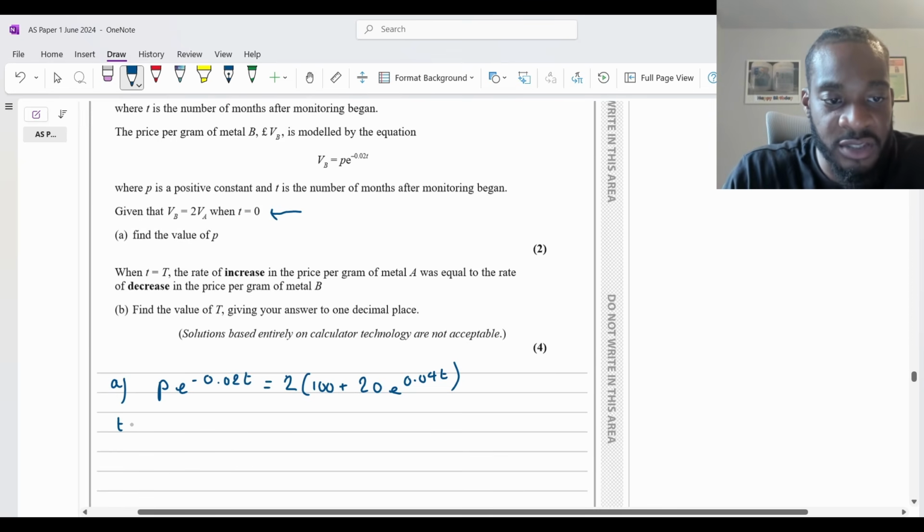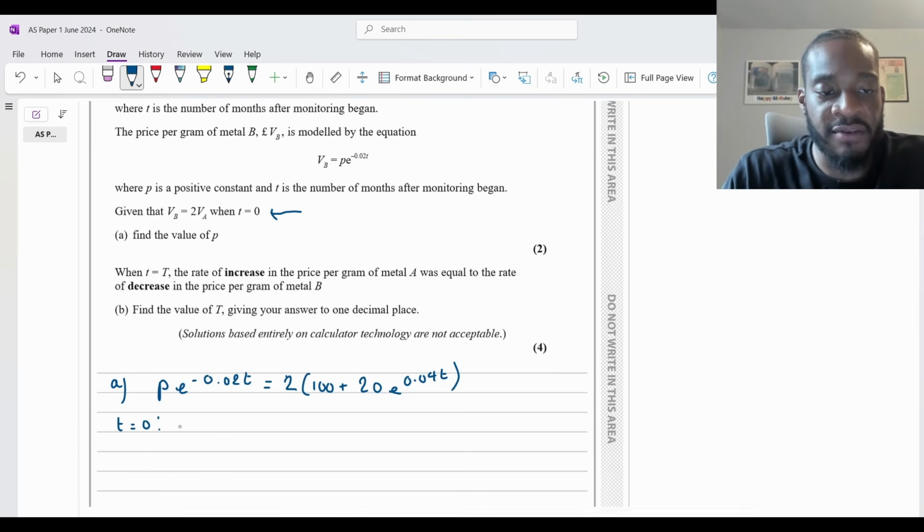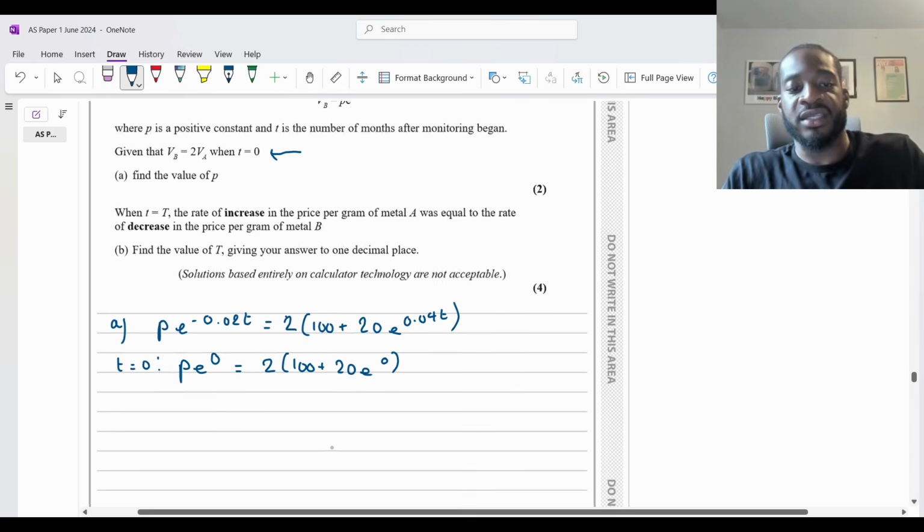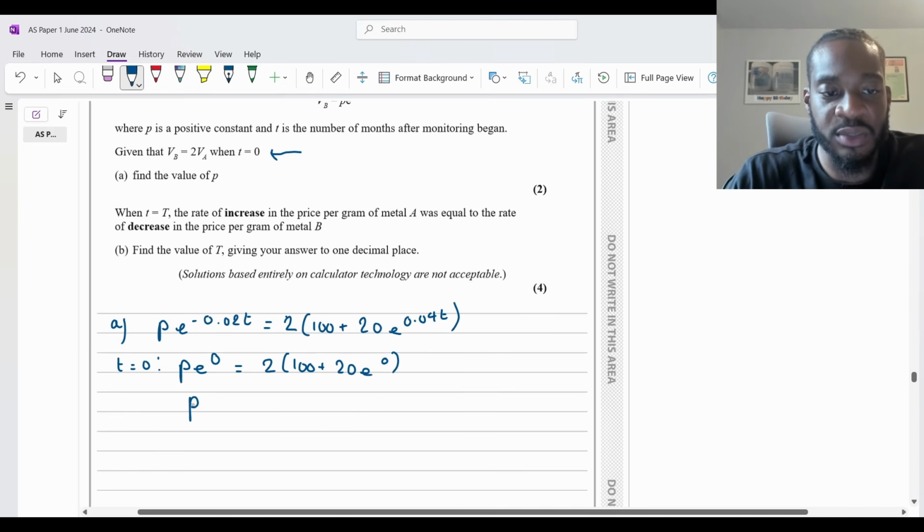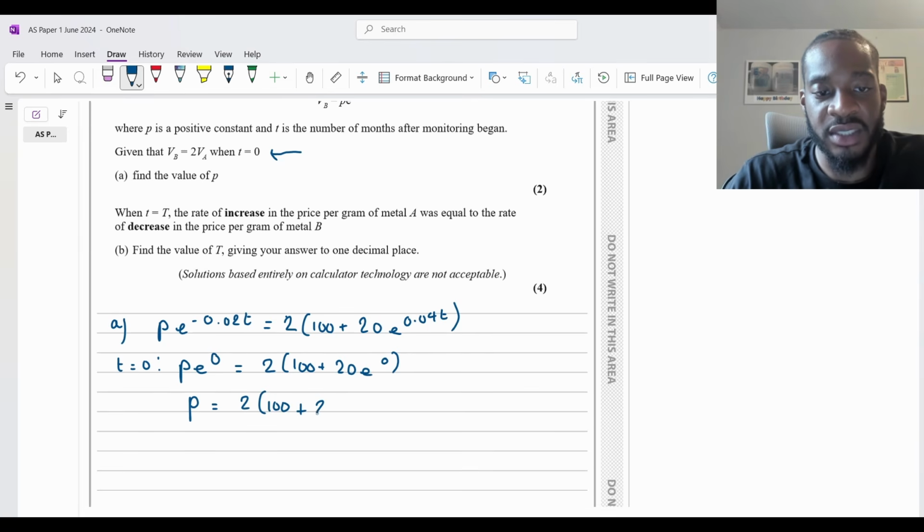So what we're going to do now is make t 0. So doing that will give us Pe, and that whole power would become 0 with it. It's going to be 2 times 100 plus 20, and then again, the power would become 0. Now, e to the 0 we know is 1. So it's P times 1, which is just P. It's going to be 2 times 100 plus 20, isn't it? So therefore, P is just equal to 2 times 120, which is 240. So therefore, right here, P is equal to 240. That's part A.